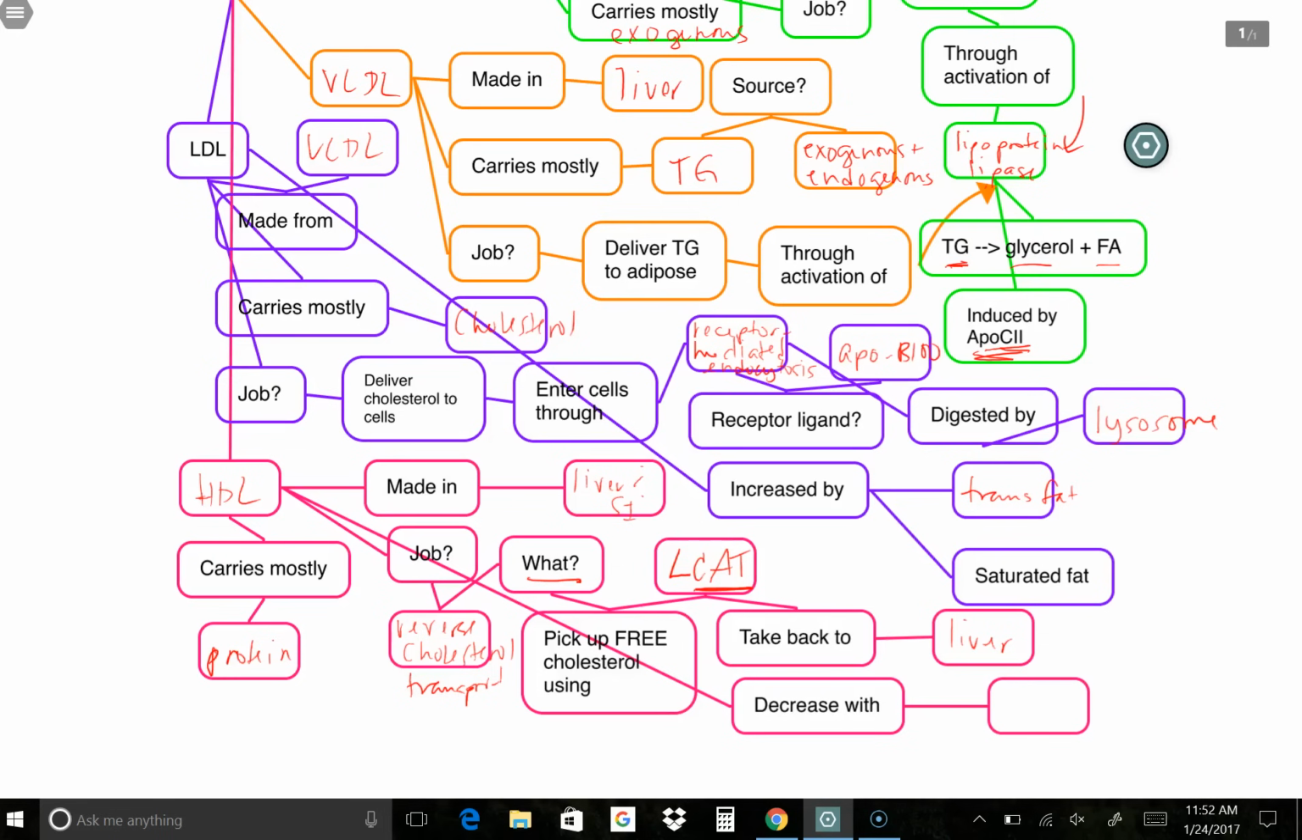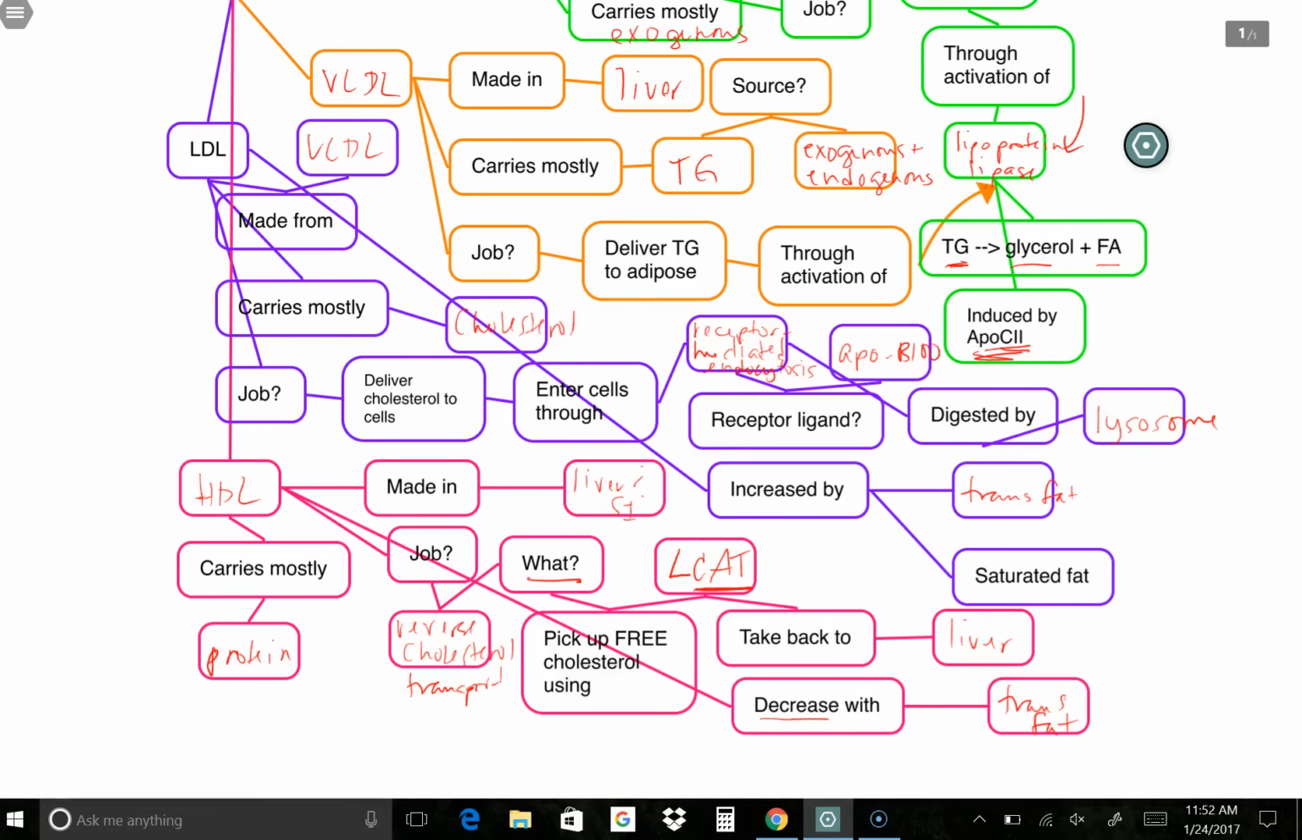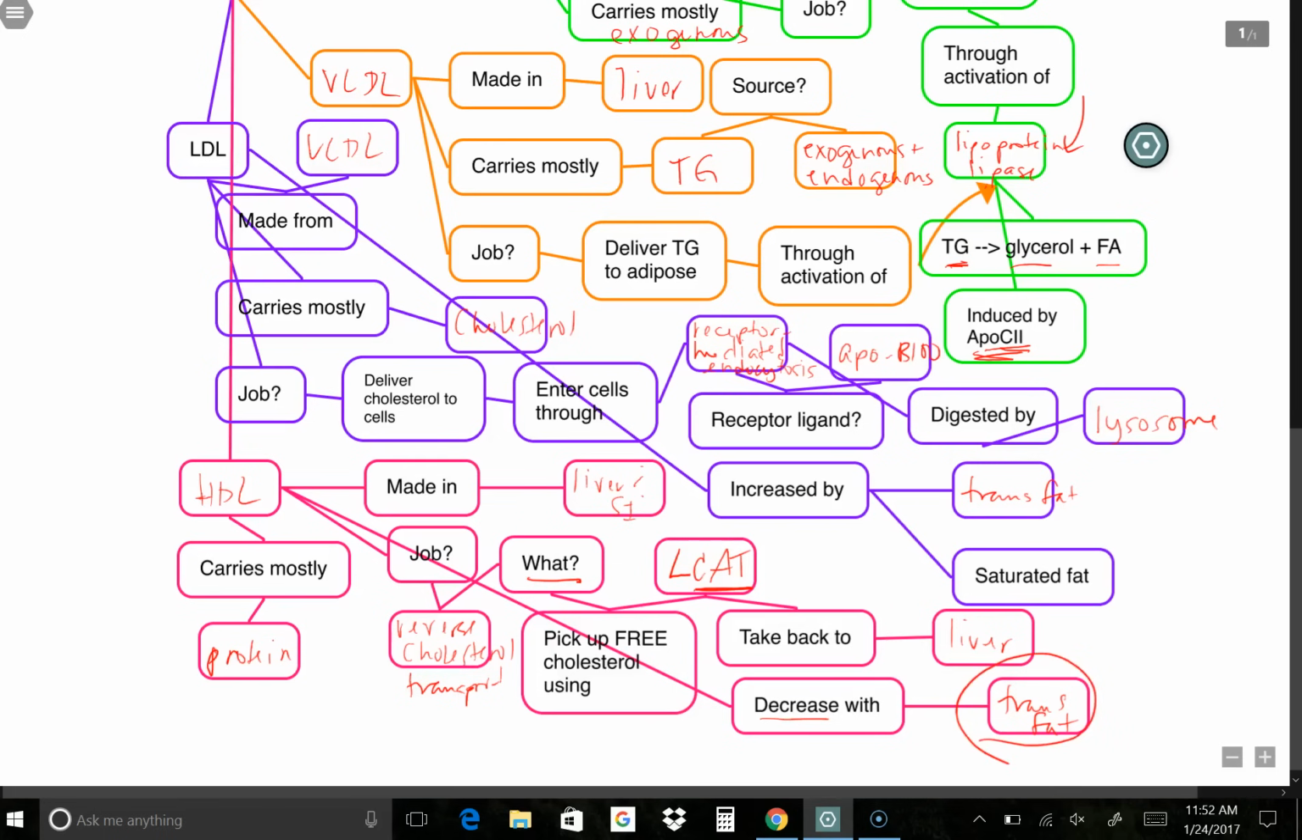Now, what in our diet can decrease HDL? Because that's bad. We don't want to do that. Trans fats will decrease HDL. It's the only type of lipid that's actually going to significantly decrease HDL. So we want to make sure that we don't overconsume on that, and this is one of the main reasons why trans fats are going to be banned starting next year.